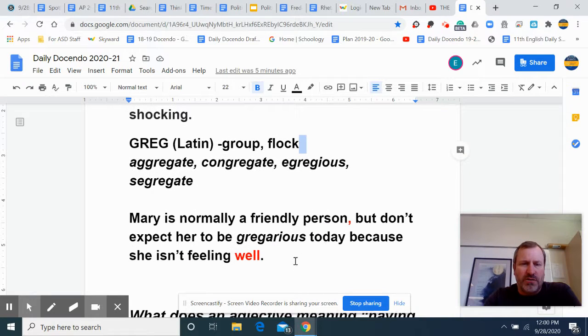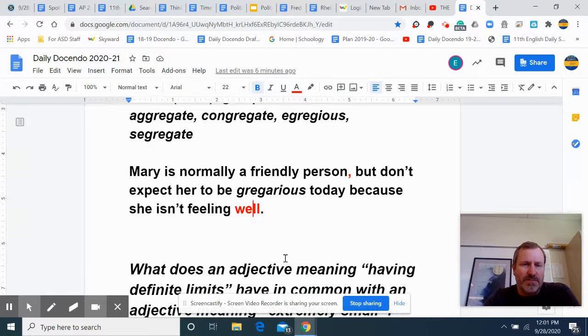So here's our corrected sentence. Mary is normally a friendly person, comma, but again, we call that our coordinating comma because we're making a compound sentence. Actually, let's call that the compound comma. And then we had the change where we got rid of the semicolon because we didn't need it, and we added the word well instead of good.